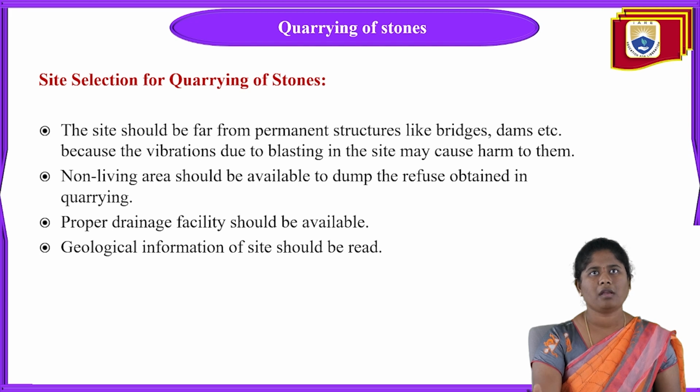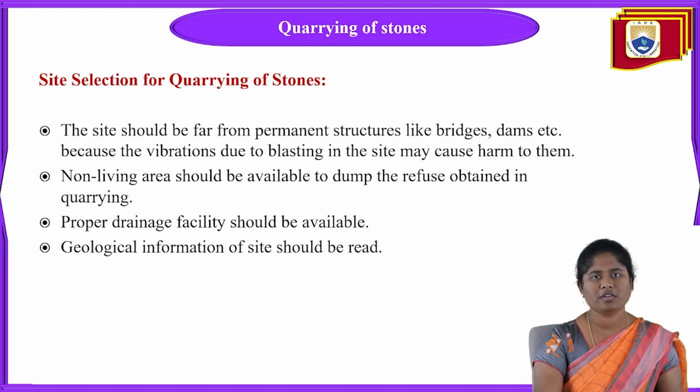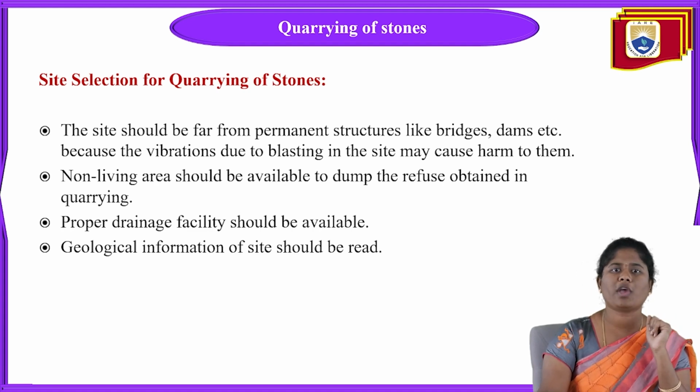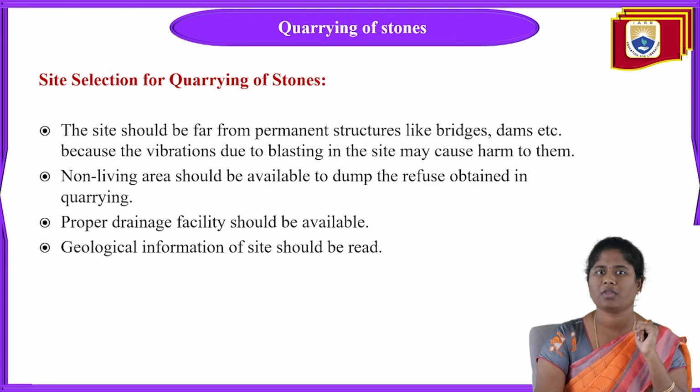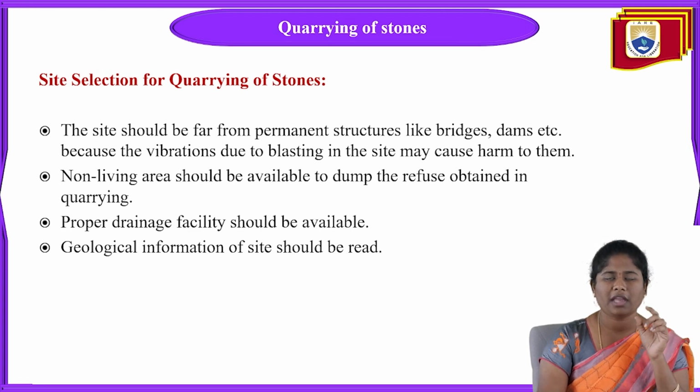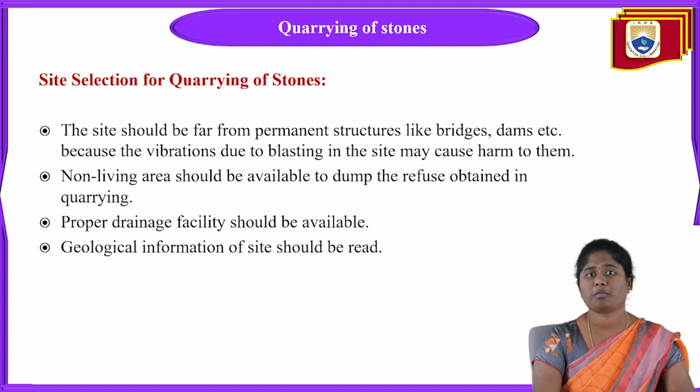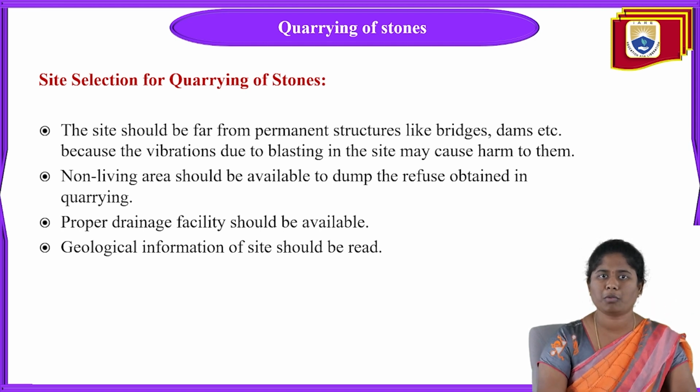And next one, this site should be far from permanent structures. Permanent structures means bridges, dams, etc. Why should it be very far from the permanent structures? Because in the quarrying process we have one method called blasting, which means at the site we are going to use explosives.